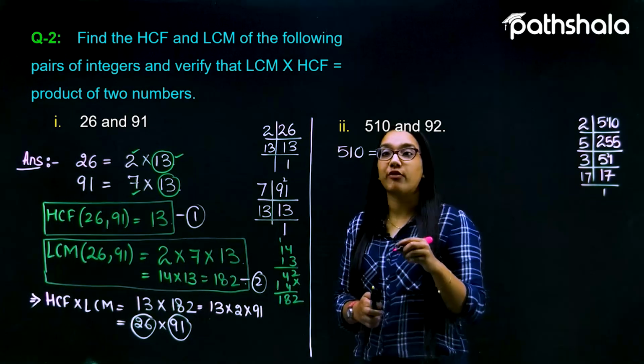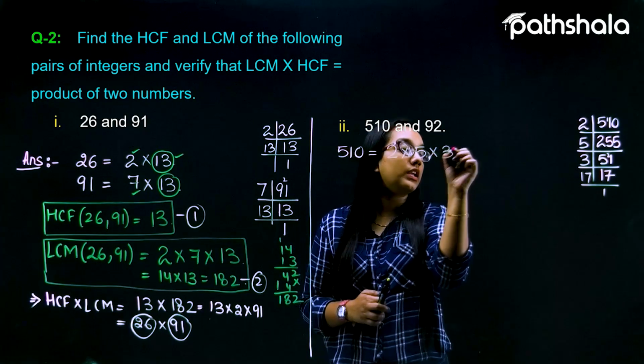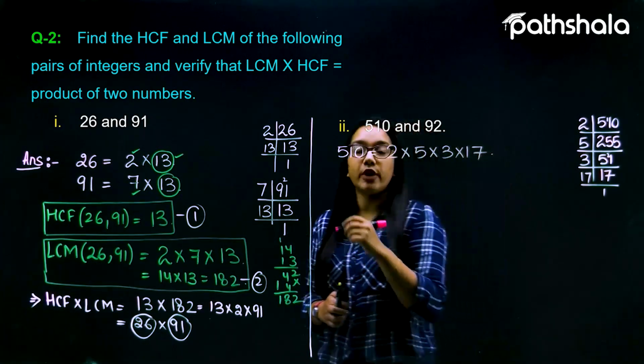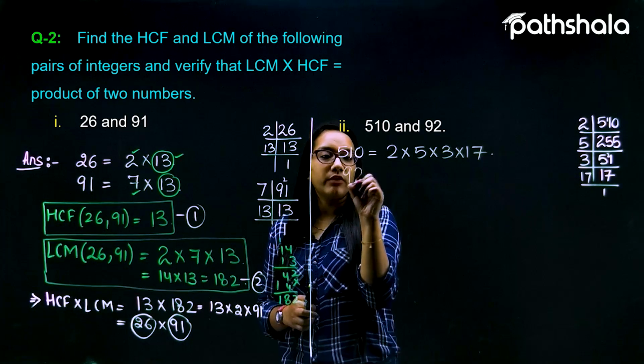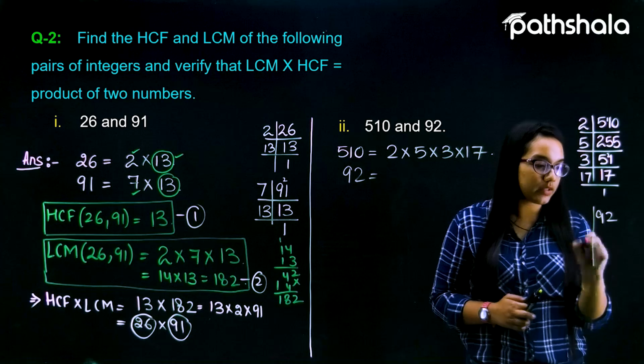So the prime factors of 510 is nothing but 2 into 5 into 3 into 17. Furthermore, we can find out the factors of 92 as well. So let us suppose I'm taking out the prime factors of 92.